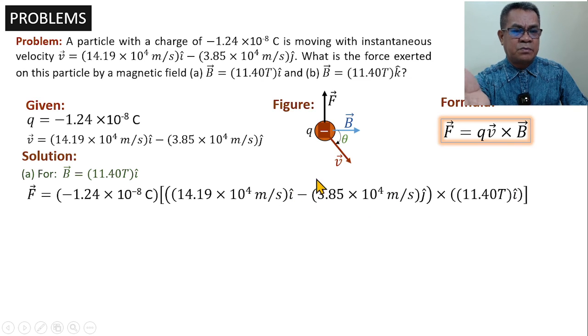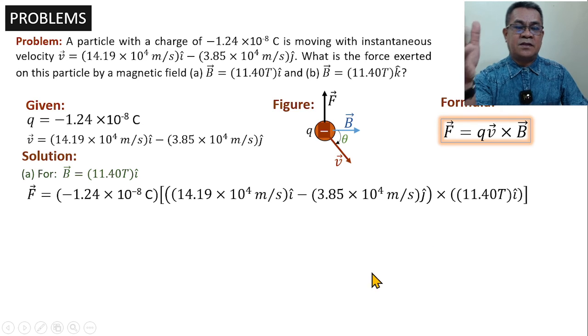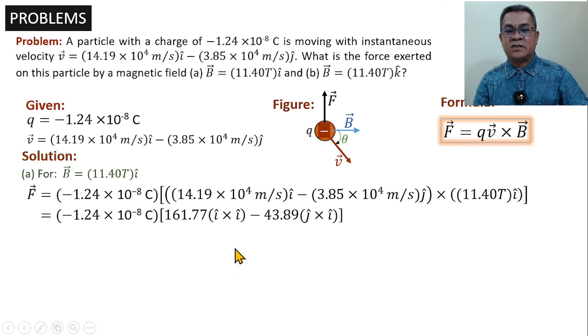But what is the cross product of itself? This is I cross I. The angle is 0. What is sine of 0? 0. So therefore, this is practically 0. If you multiply this, I times I is 0. But this one is not 0 because this is j. You have to take the j cross I. So that's it. So this will be the result.